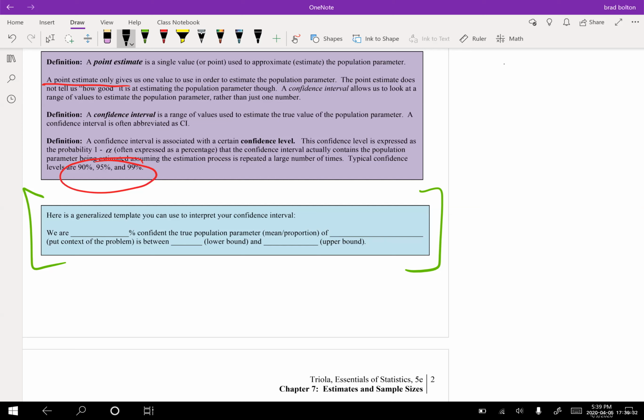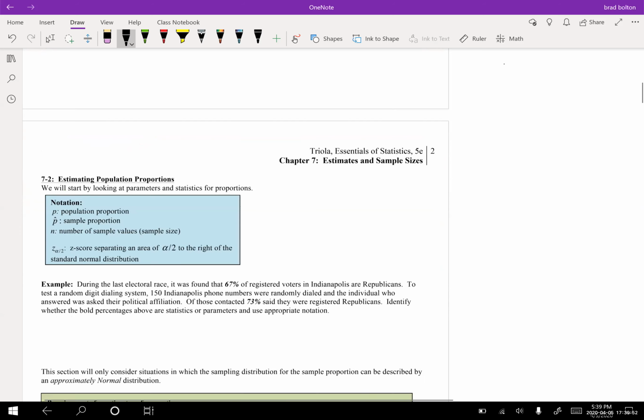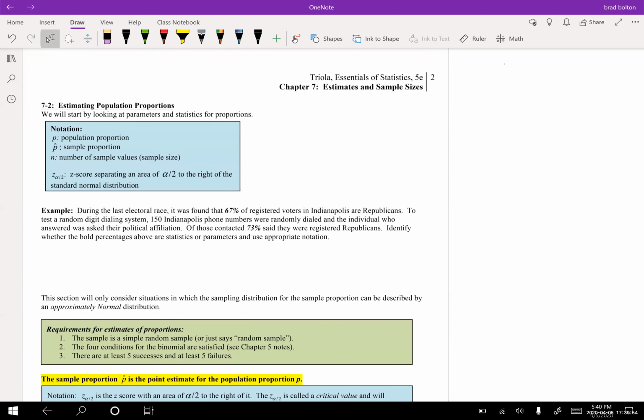The true population parameter, whether it's the true population mean, the true population proportion, whatever the case may be, of such and such, so you put it in the context of the problem, is between 15% and 25%, or between 2 grams and 5 grams. You use a lower bound and an upper bound. So that's your generalized statement. That's how you'll finish up most of your questions. I believe in the homework, you'll also see it that way.